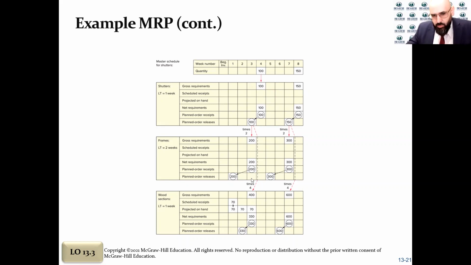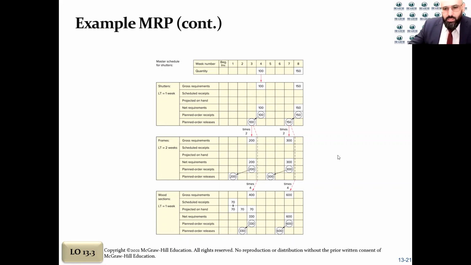Starting with the frames, which will take us 2 weeks. If we need 100 shutters times 2, that will give you 200 frames needed. And when is it needed? Week 3. We don't have anything in the inventory, so that would be the net requirement. In order to make these available so we could receive them on week 3, we have to start on week 1. That will take week 1 and week 2, so week 3 will be available. So for the order release, we give an order to the manufacturer saying, can you start production on week 1? So we know that we will receive that quantity on week 3.